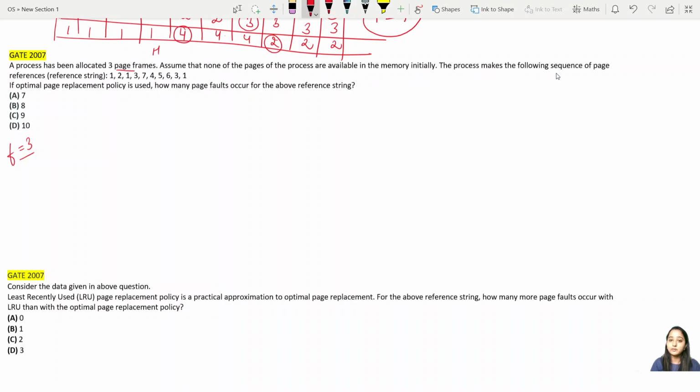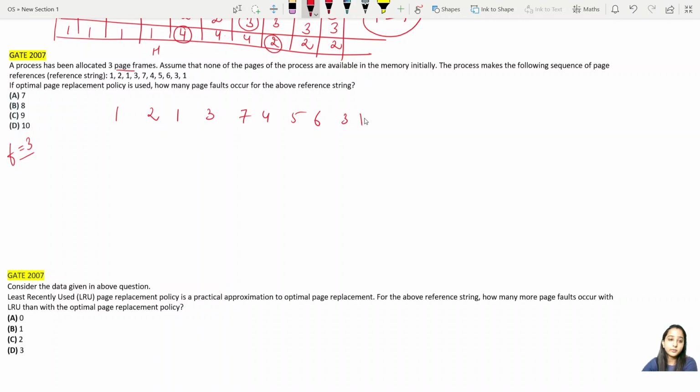The process makes the following sequence of page references. The reference string is given to you: 1, 2, 1, 3, 7, 4, 5, 6, 3, 1. If the optimal page replacement policy is used, how many page faults occur for the above reference string? So what is the string given? 1, 2, 1, 3, 7, 4, 5, 6, 3, 1.